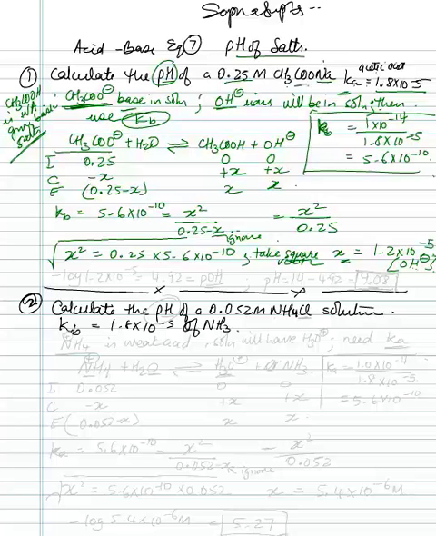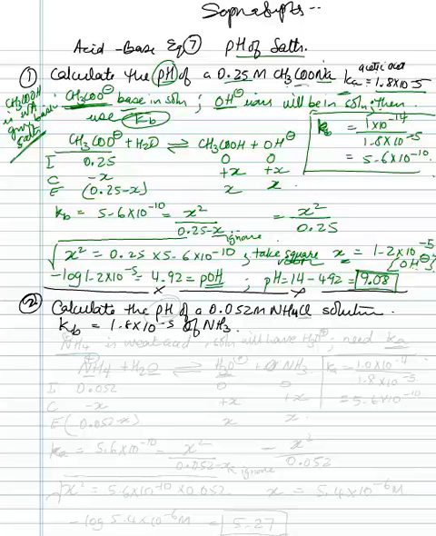So now you need to find the negative log of 1.2 times 10 to the negative 5, which is 4.92, and this is equal to pOH. So last thing, pH is equal to 14 minus 4.92, and that is 9.08. That is our final answer.